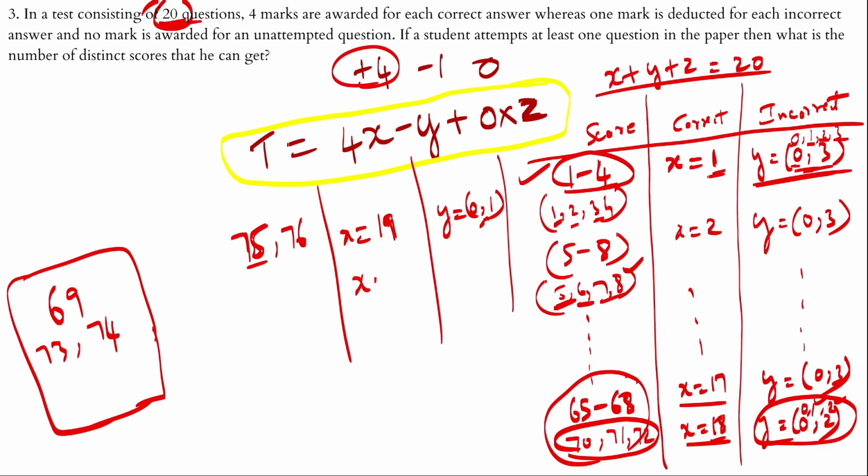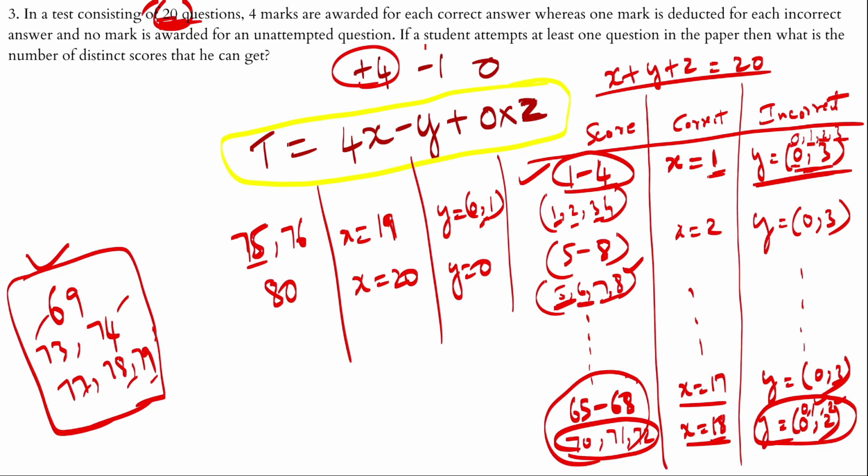Let's move on to the last one, which is x is equal to 20. Then y will definitely be equal to 0, because if y is equal to 1, then x plus y, which is 21, is not possible here. So if x is equal to 20, then the maximum marks that can be scored is 20 into 4, which is 80. So 76 is there, 77 is missing, 78 is missing, 79 is missing, 80 is there. So 1, 2, 3, 4, 5, 6, 6 values are missing.